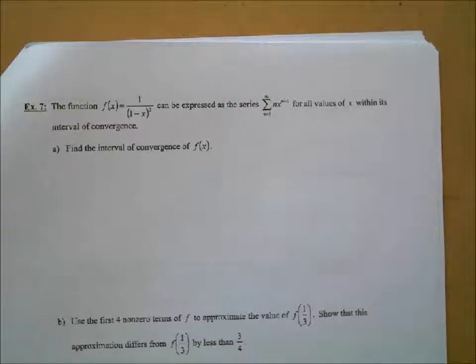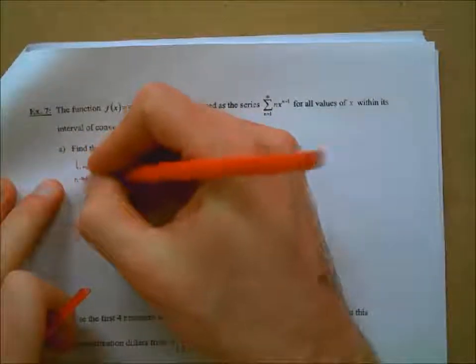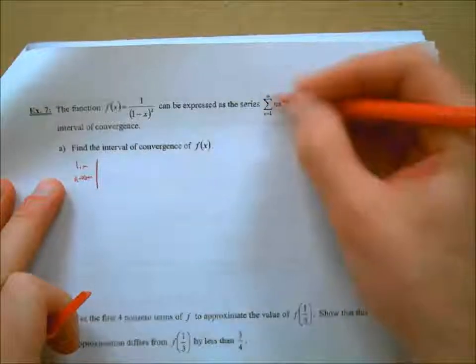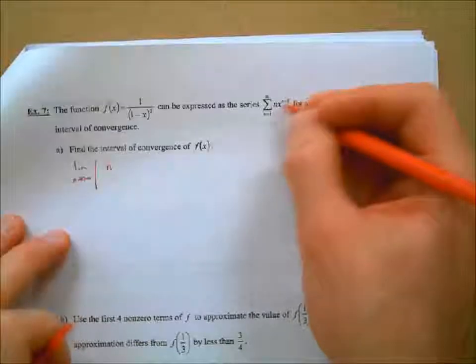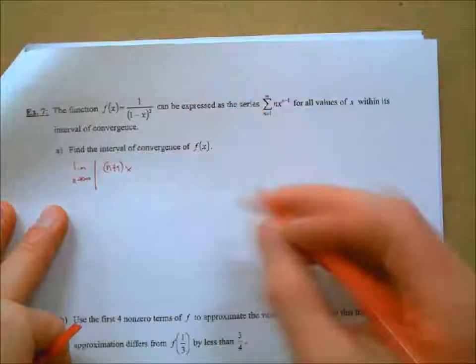How do we do interval of convergence again? Ratio test. This is not geometric, so this is just a ratio test we're going to use here. We're going to do the limit as n approaches infinity of the next term in our series. I'm not going to multiply by the reciprocal because we have a nice term right there. So I'll just make it n plus 1 times x to the n.